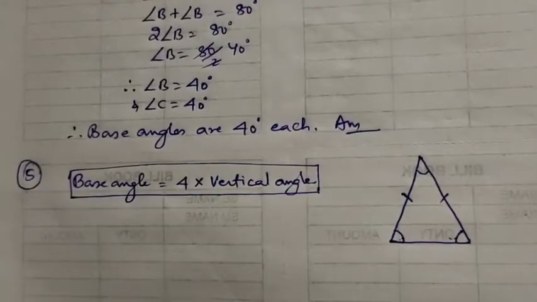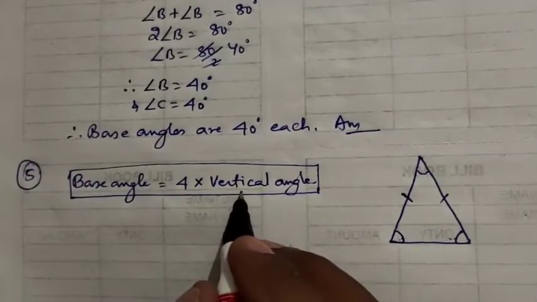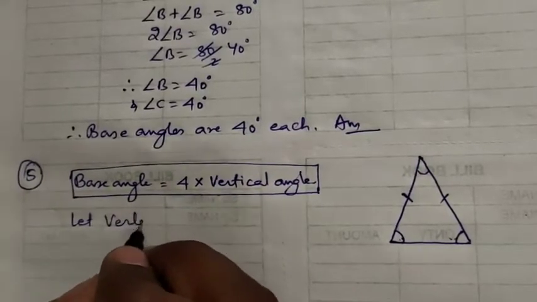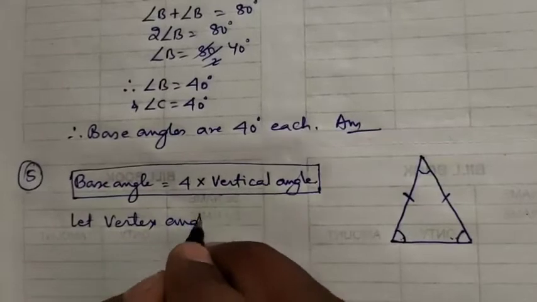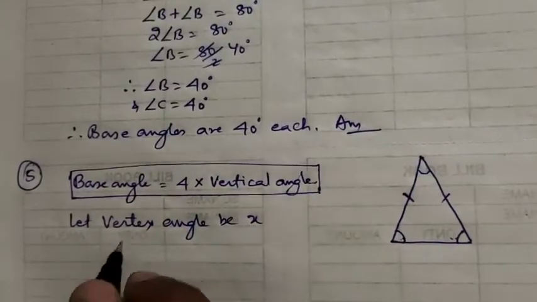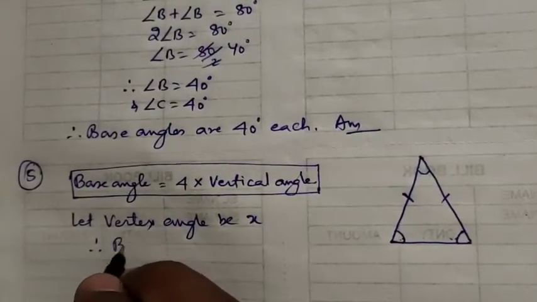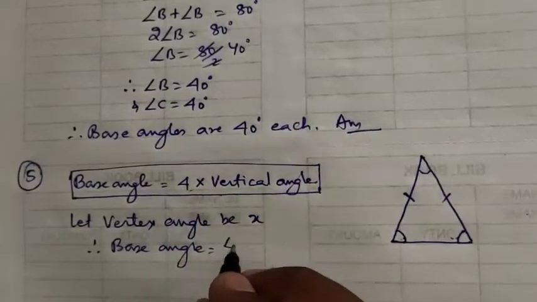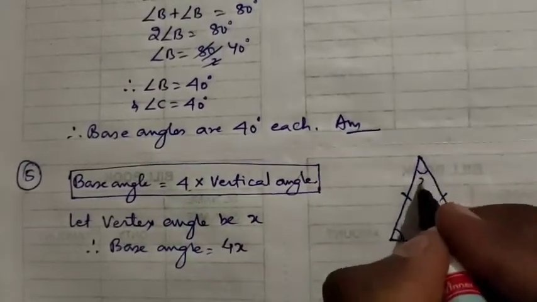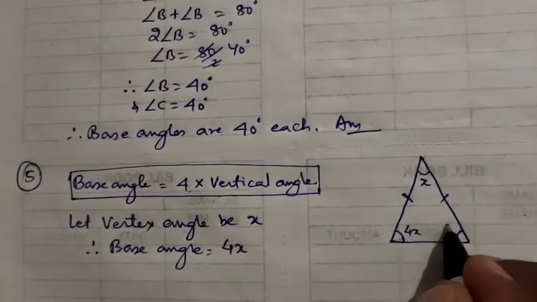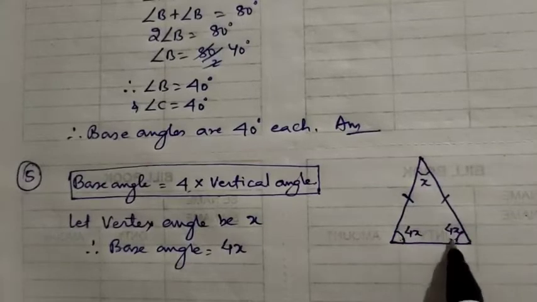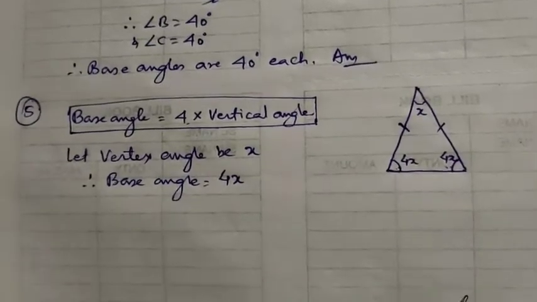We will assume the value. As we know that the smaller value is the vertical angle, let the vertex angle be x. Therefore the base angle will be 4 into x, that is 4x. It means this angle is x, this is 4x, and this one will also be 4x, since the base angles are equal.